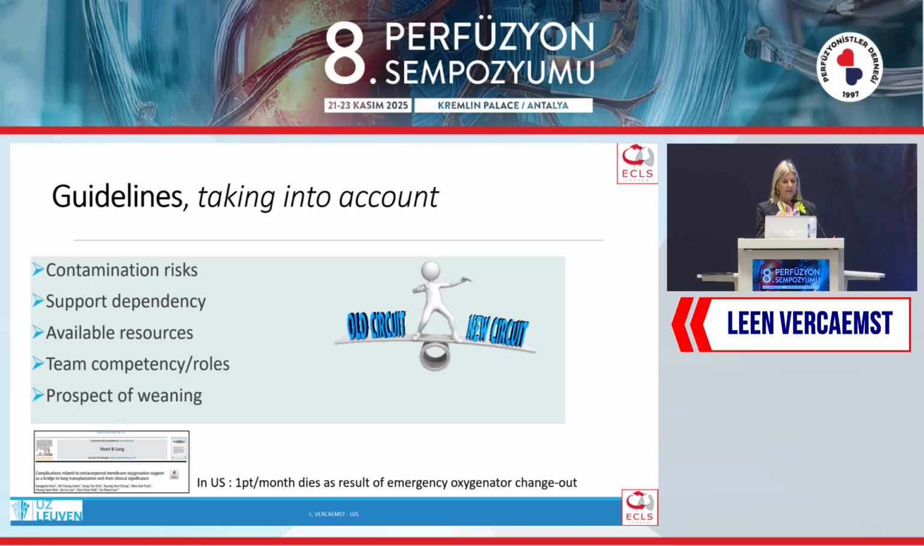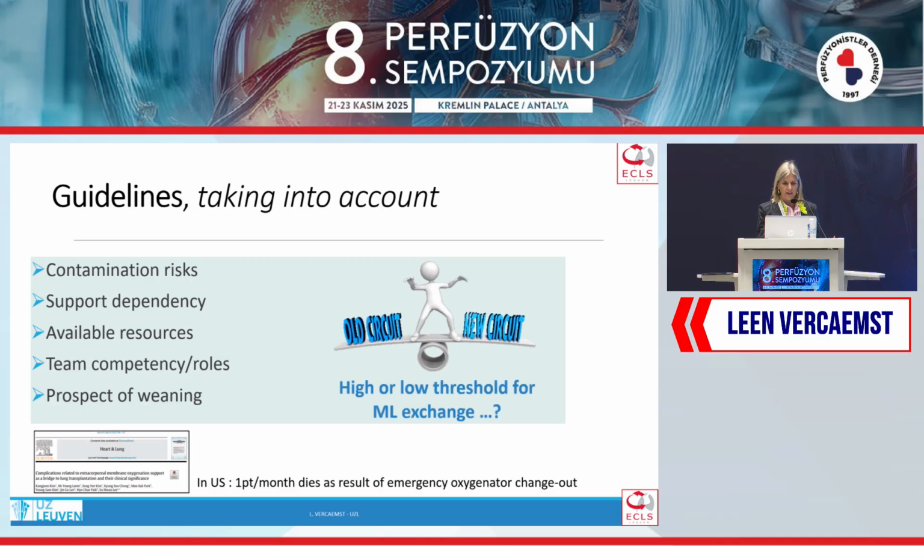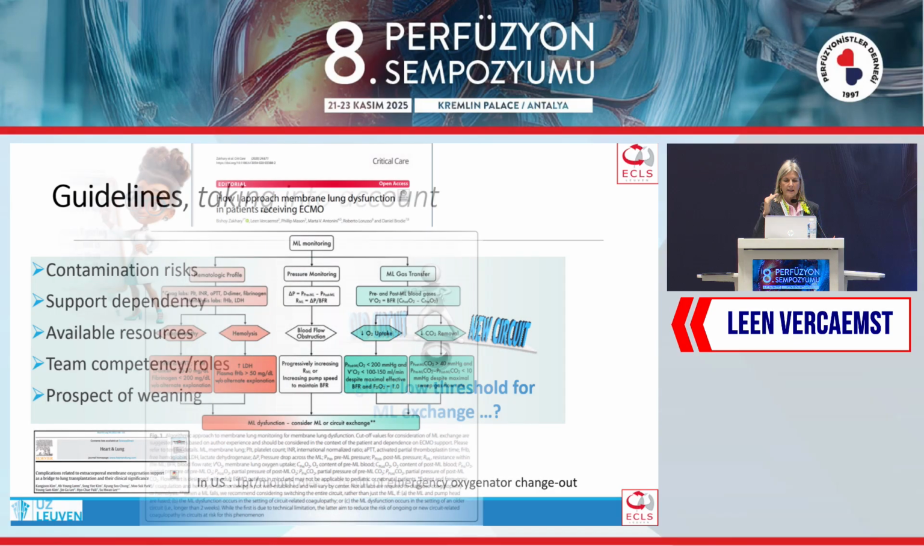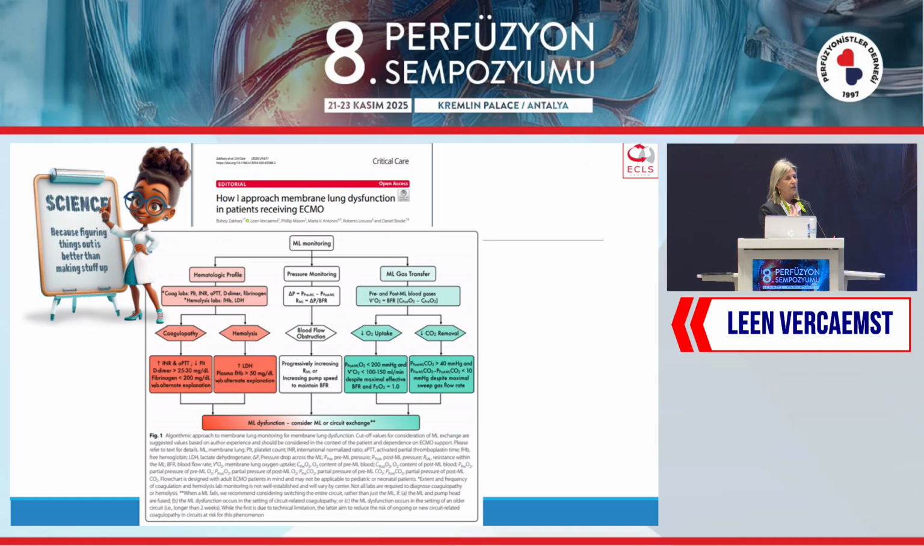Just keep in mind that in the US, and that was according to this paper, 1 patient per month dies as a result of an emergency oxygenator change-out. So we really have to avoid this. So now we have to establish our threshold, and that's what we did in the COVID period.